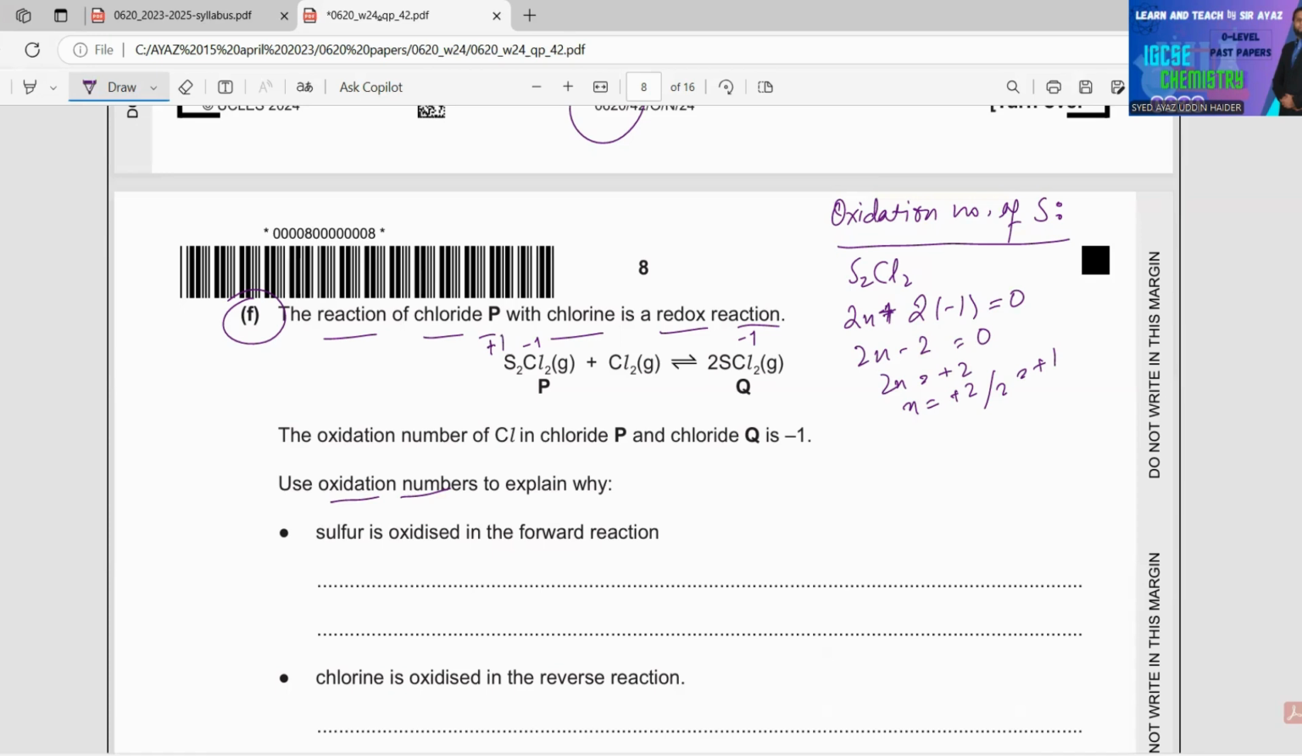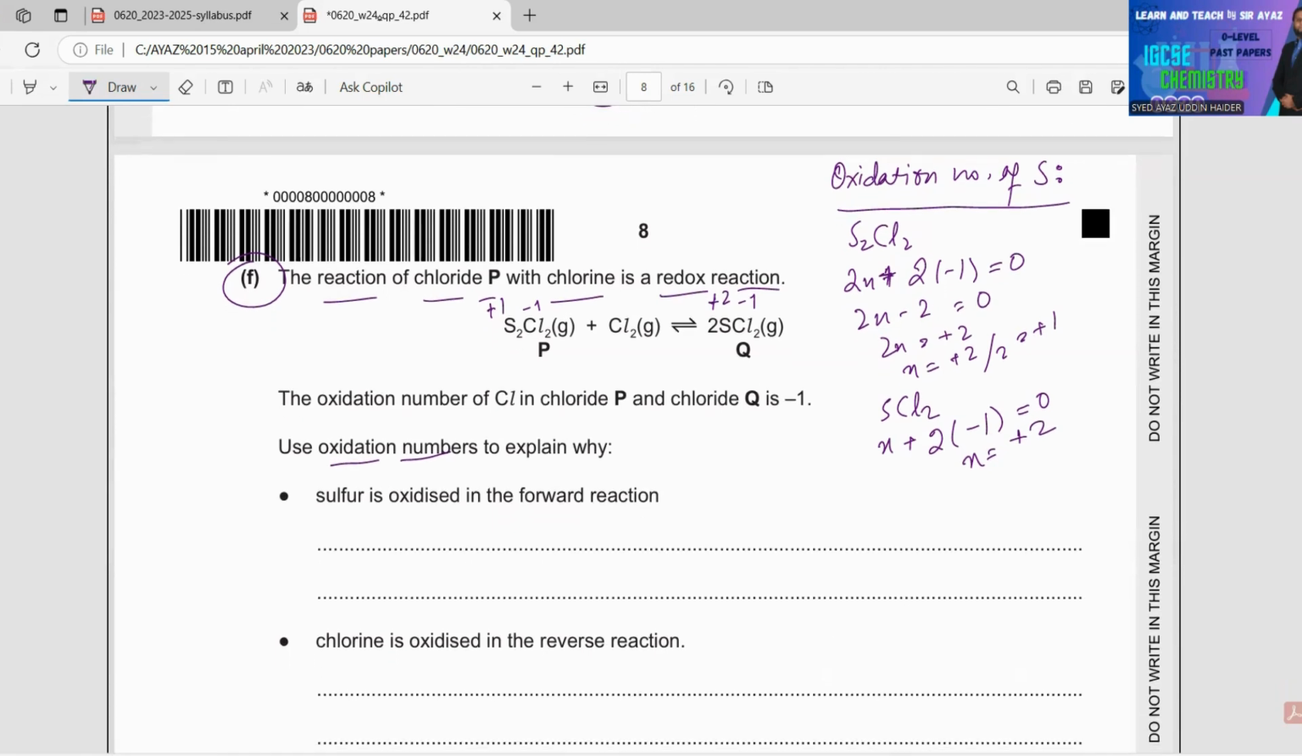What about SCl2? Taking x as S plus 2 atoms of chlorine multiplied by -1 is equal to 0. If you solve this, you will get plus 2. So plus 2 will be the oxidation number of S in SCl2. So what will you write? Oxidation number of sulfur changes or increases.